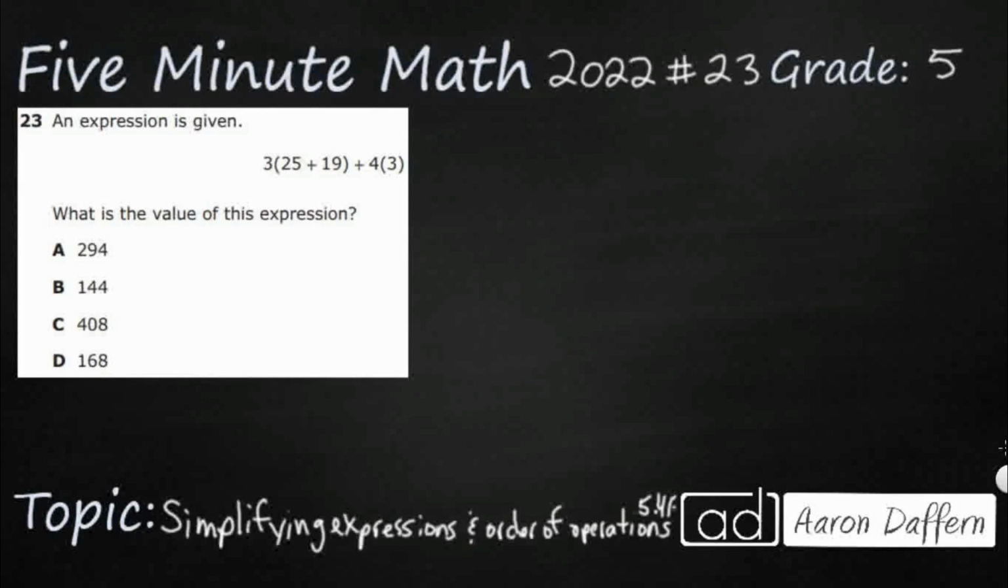Today we are looking at the 5th grade concept of simplifying expressions and order of operations. This is standard 5.4F in the great state of Texas, and we are using item number 23 of the 2022 released STAAR test. If you haven't done so already, please go ahead and take a moment to pause the video, work this problem out on your own, unpause it, and we will look at our answers together.